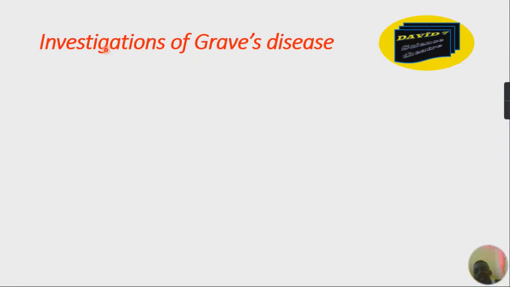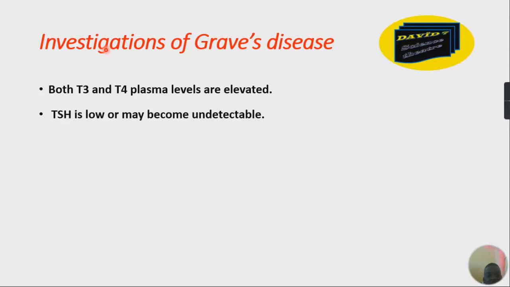So the investigations of Graves' disease. One, the levels of thyroid hormones in plasma will be elevated. Both T3 and T4 levels are elevated in plasma. But thyroid stimulating hormone is low or may become undetectable, because these hormones, through negative feedback inhibition, reduce TSH synthesis and release.